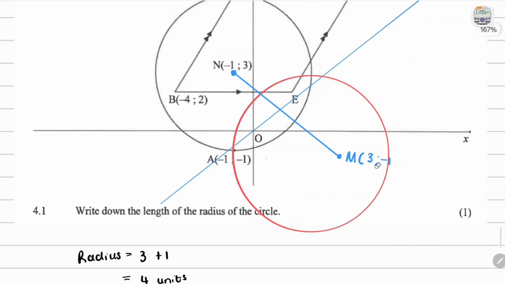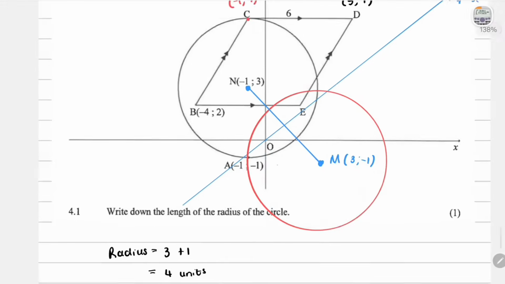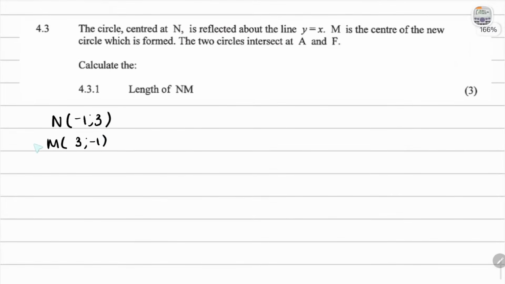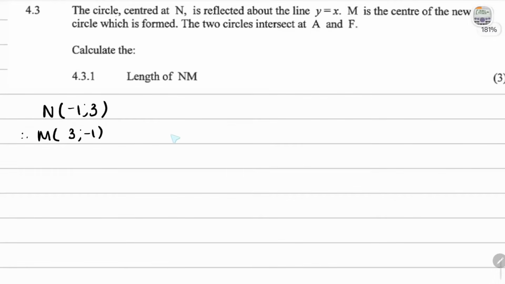And I would probably just have to draw this much closer. So I probably just drew that a little too far. So that would be about here, the center, and that is M. Okay, so that is 3 and -1. And we can just find the length of MN. Okay, so N is that, and so therefore M is this. So we'll have to tell them what M is. And now let's find the distance.